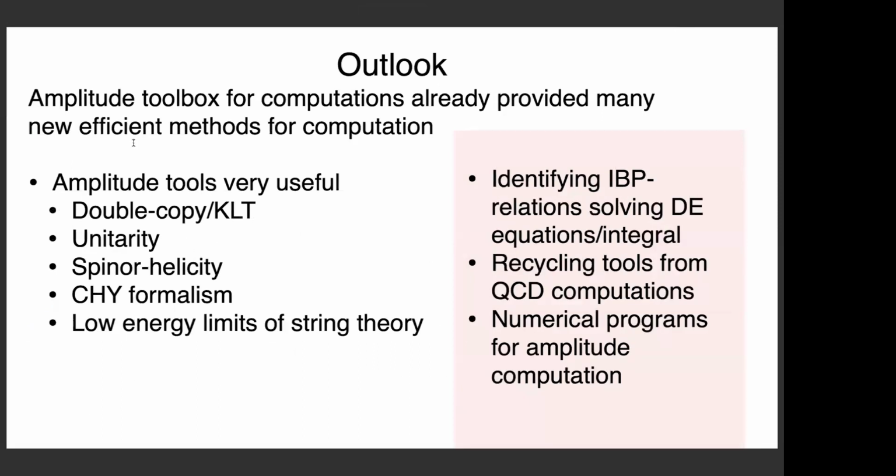But it's very reassuring to see that amplitude tools are very useful. We are basically using all the tools we know of from the amplitude field. We have the double copy, the KLT relations, we use unitarity. In some instances, we use spinor helicity. We have shifted towards a more covariant formalism. But we also use quite advanced things like the string-based CHY formalism, and also in some cases low energy limit considerations of string theory to help aid these integral constructions.